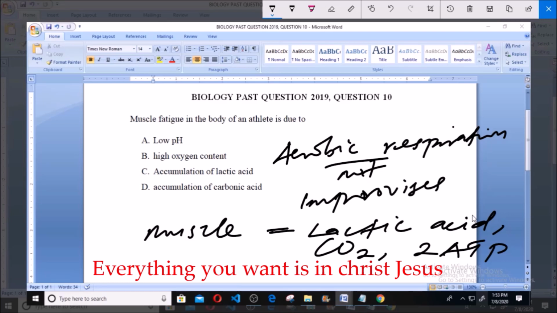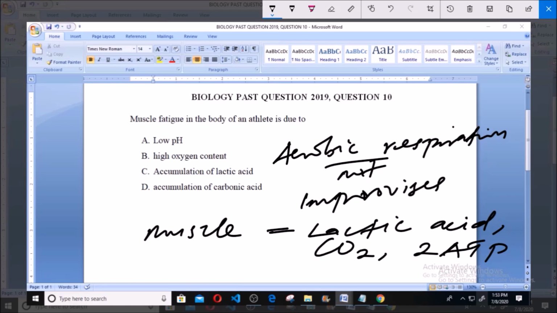You will agree with me that after running for a very long period of time, when you stop, you begin to feel pains either in your legs or your hands. That pain is due to the accumulation of lactic acid. The pain will only stop when you begin to breathe very fast, and then the lactic acid in your muscle is oxidized. So according to this question, muscle fatigue in the body of an athlete is due to the accumulation of lactic acid. That's option C. So option C is the correct answer.